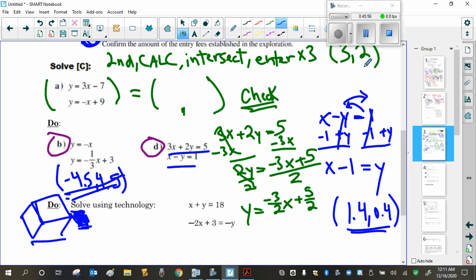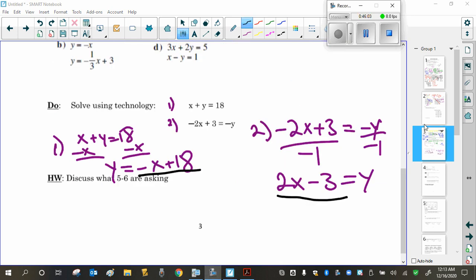Last question of the day as far as me talking. Okay, let's do this one. You can go get a Slurpee. So to solve for y, subtract x on both sides. Number one, you get y equals negative x plus 18. When I see 18, I might have to change my windows. Number two, divide by negative 1 when you have a negative y. That means all the signs change on the left-hand side. So negative 2x plus 3 becomes 2x subtract 3.